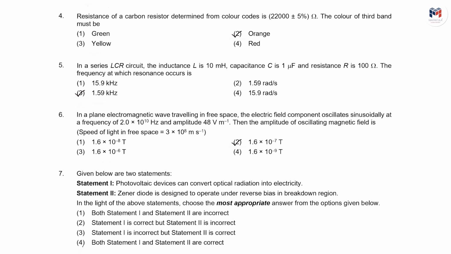Question 7. Given below are two statements. Statement 1. Photovoltaic devices can convert optical radiation into electricity. Statement 2. Zener diode is designed to operate under reverse bias in breakdown region. In the light of the above statements, choose the most appropriate answer from the options given below. The answer is option 4. Both statement 1 and statement 2 are correct.